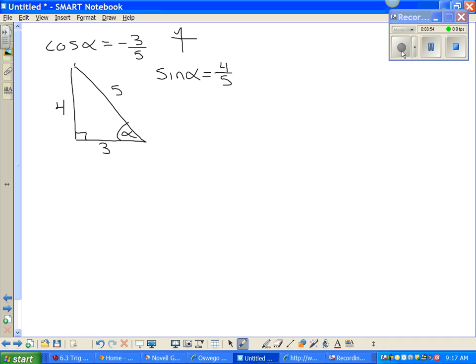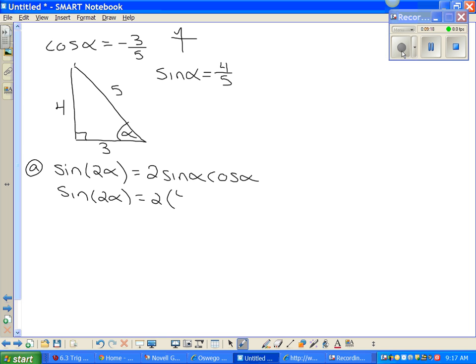First thing we wanted to find, thank you, was sine of 2 alpha. What's the identity for sine of 2 alpha? 2 sine alpha, cosine alpha. Use the appropriate variables, okay? All right, do you know what sine of alpha is? Sure, we just found that out, right? Good, so we're replacing sine of alpha with 4/5. What's cosine alpha? Negative 3/5, good. So, do the multiplication. Good, negative 24 over 25.